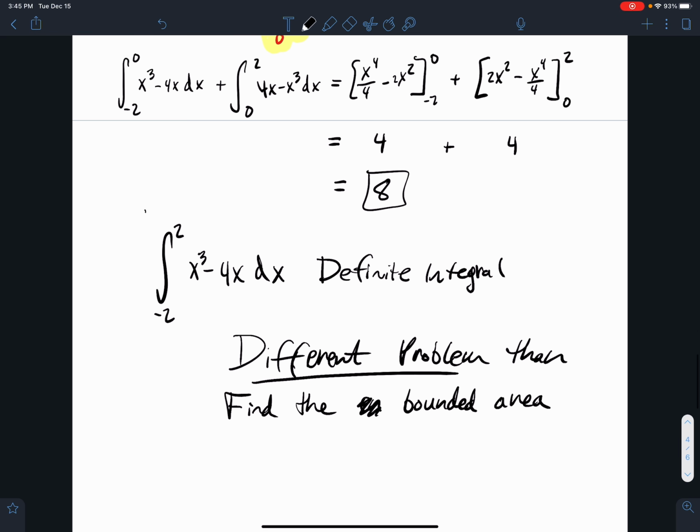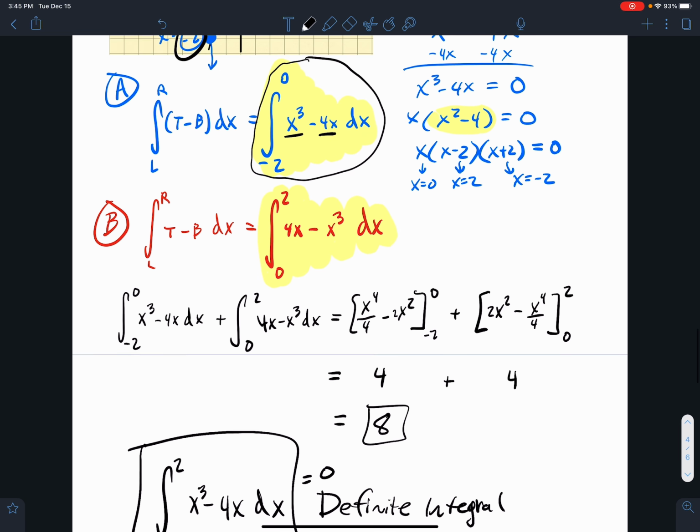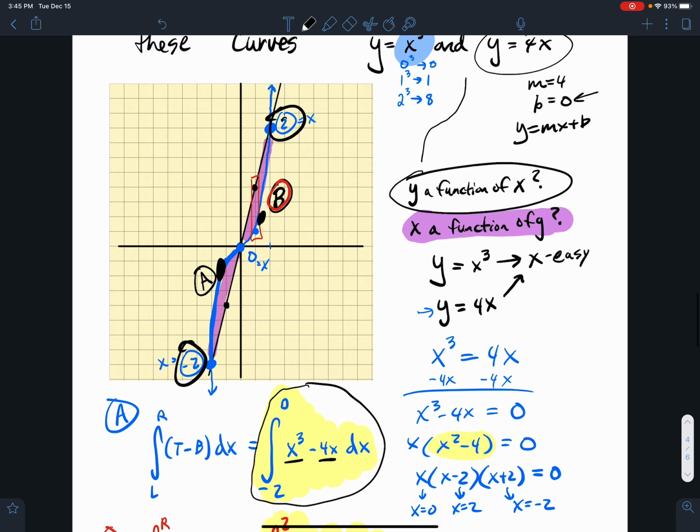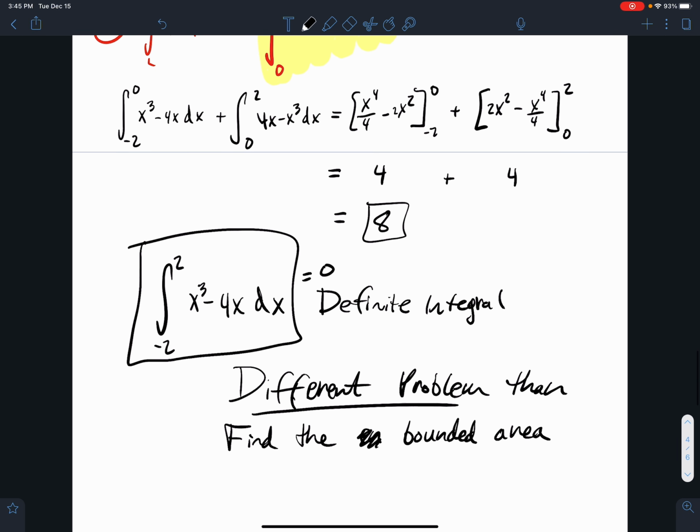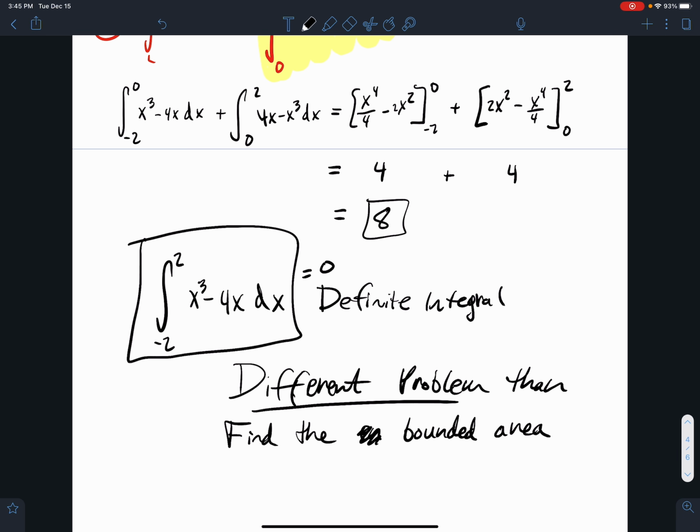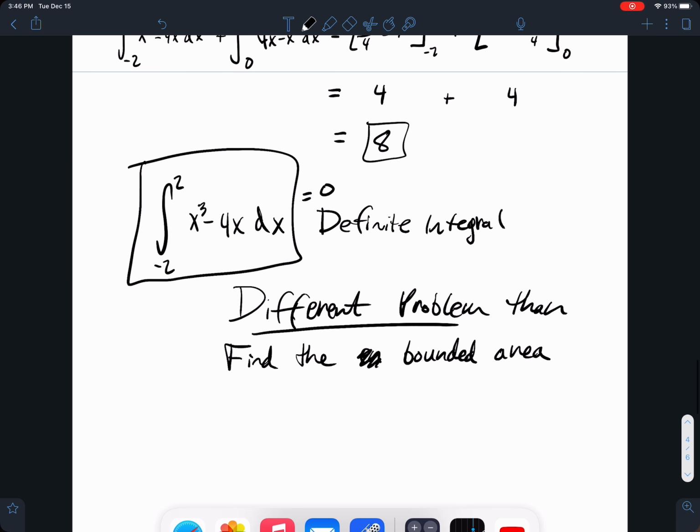So this integral, if you calculated this integral, and I challenge you to do it, what you're going to end up getting is 0. Okay? And the reason you get 0 is because the positive area here cancels out the negative area here. Now, depending on how you set up the integral, one's going to be positive, one's going to be negative. Okay? So you must break it up into individual integrals, individual regions to solve that type of problem. So there's a difference between the definite integral and finding the area. Okay?